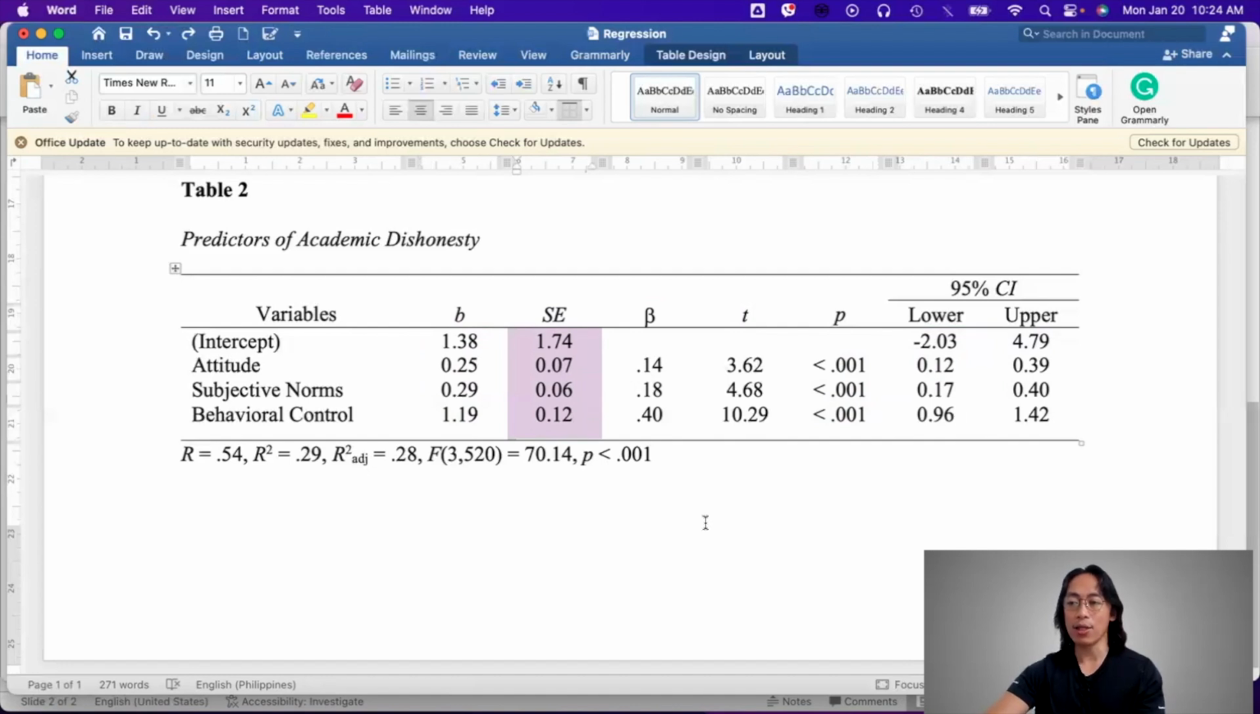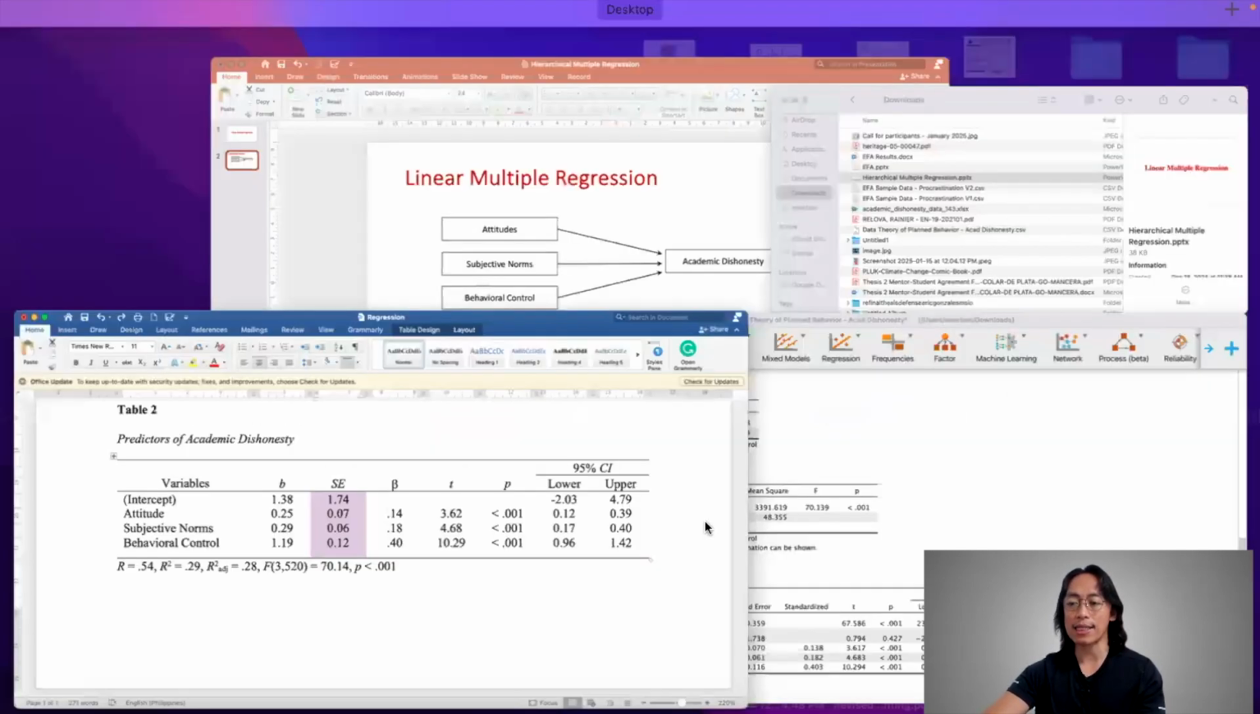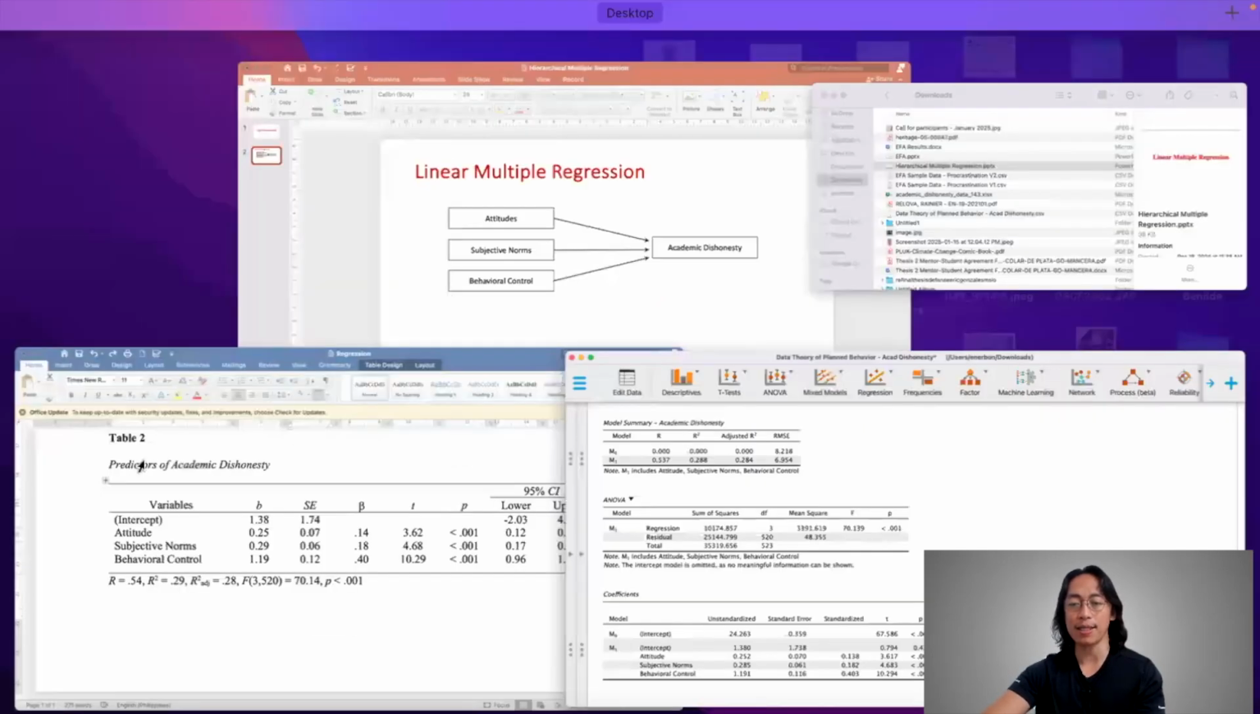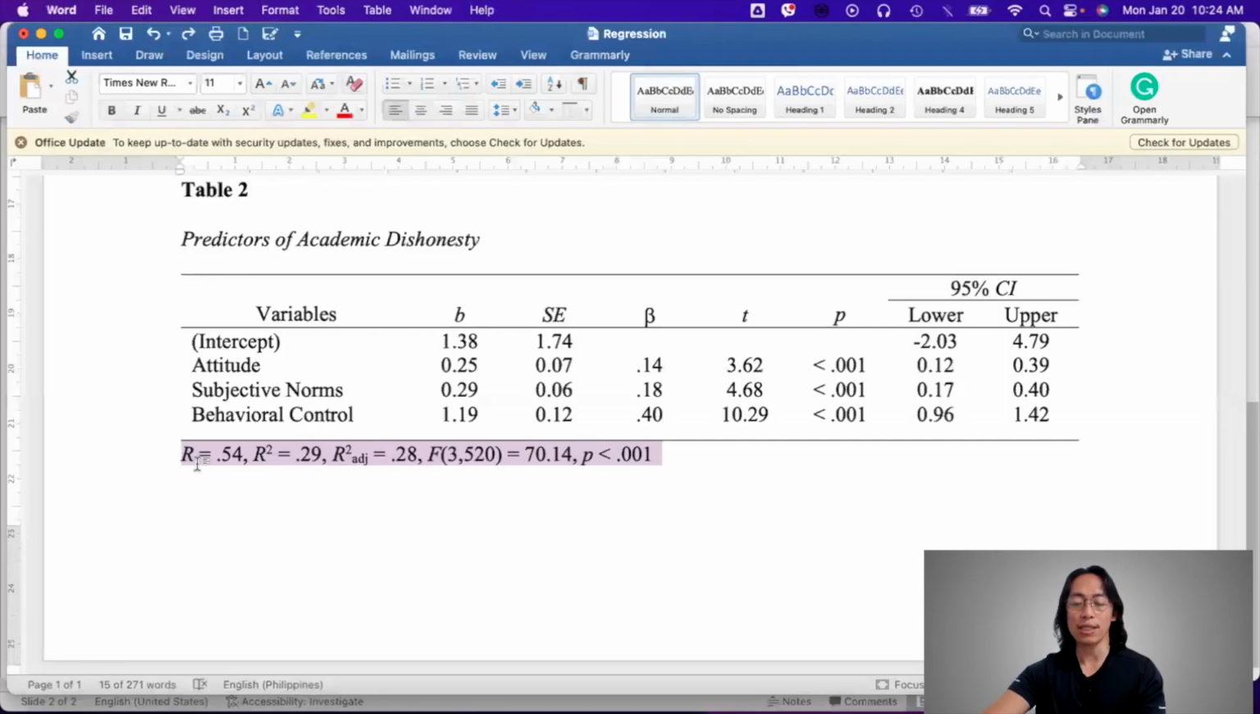And then you will also notice that instead of having a separate table for the ANOVA, as well as the model summary, all of this information I simply placed here. So what you really just need is a reporting of the multiple correlation coefficient, the variance explained, the adjusted variance explained, and the ANOVA result, or the F ratio.